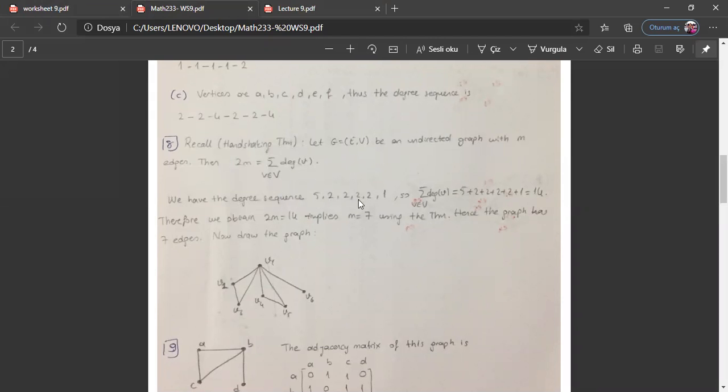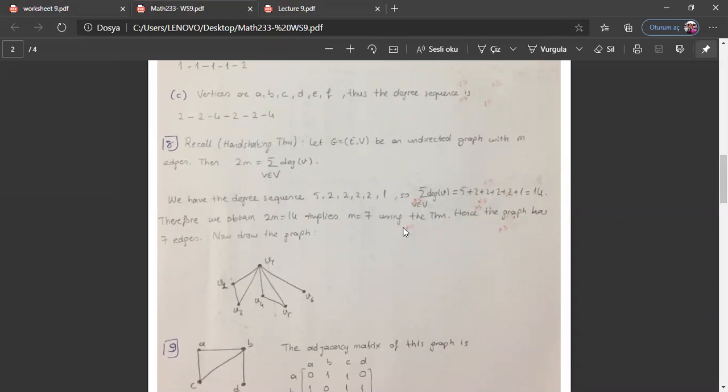We have this sequence, which is formed by the degrees of the vertices. So on the right, we have this summation, 5 plus 2 plus and so on, which gives us 14. Then we have 2m equals 14, which implies m equals 7. And remember, m represents the number of edges. So this graph, which has this degree sequence, has 7 edges.